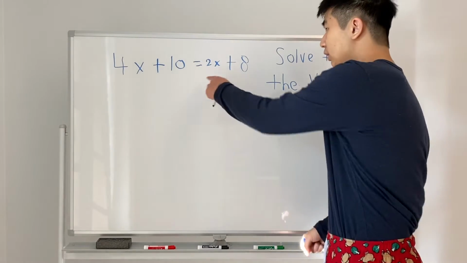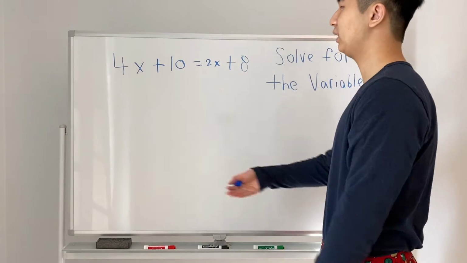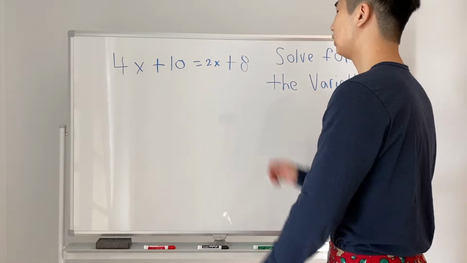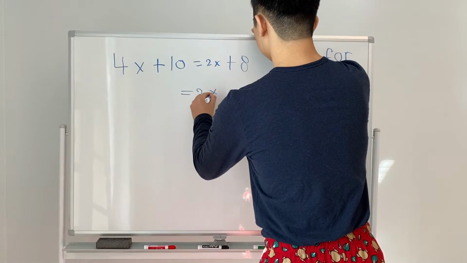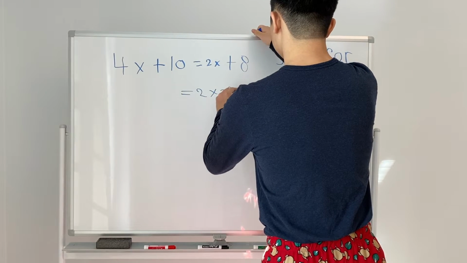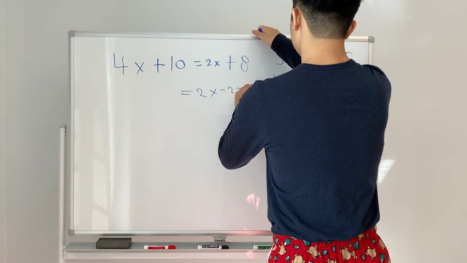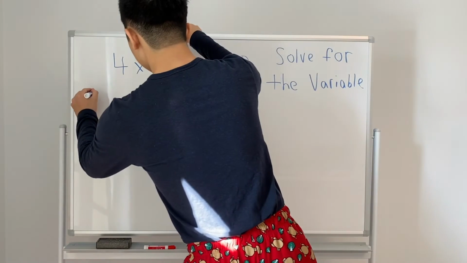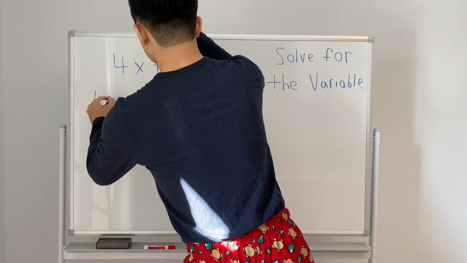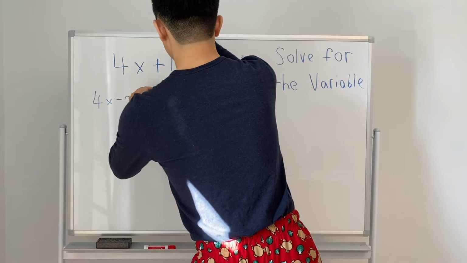Well, this is positive 2x. So if I want to make it 0, I have to subtract 2x. So I'll put an equal sign here. So I'm going to say 2x minus 2x plus 8. And since I'm subtracting 2x here, I'm going to do the same thing to this side. So 4x minus 2x plus 10.